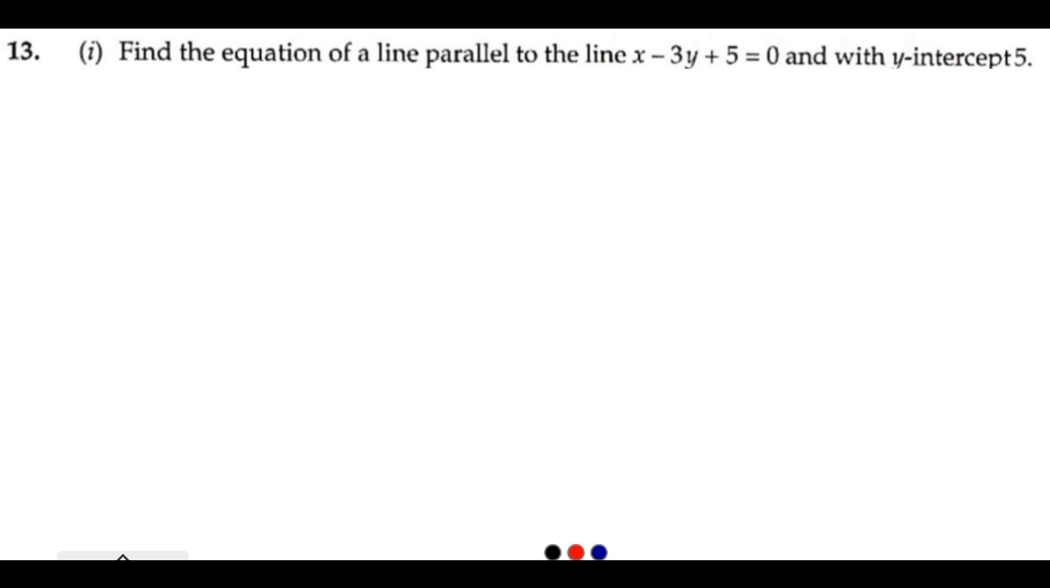Question number 13. Find the equation of a line parallel to this line and with y-intercept 5. The y-intercept means the value of c is given and one condition is given, the required line is parallel to this. It means the slope of the required line will be equal to the slope of this line. We can find the value of m from this and c is given, then the equation of the required line will be y is equal to mx plus c.